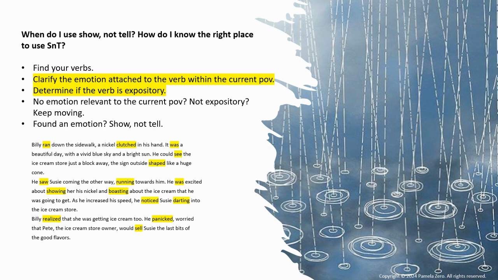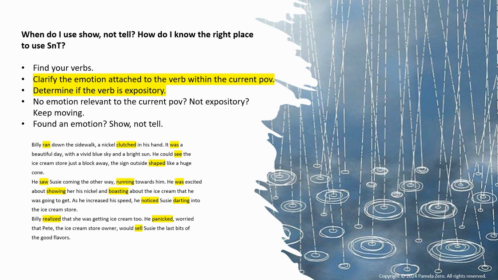He's the one running down the sidewalk. He's the one seeing the day. He's seeing the ice cream store. He's seeing Susie coming the other way. Everything is seen through his eyes. So we only want the verbs that are attached to his point of view. If this was third person omniscient, then you would probably have a lot more going on here. But right now, you're just dealing with Billy and his point of view.